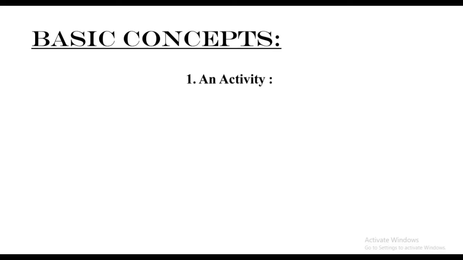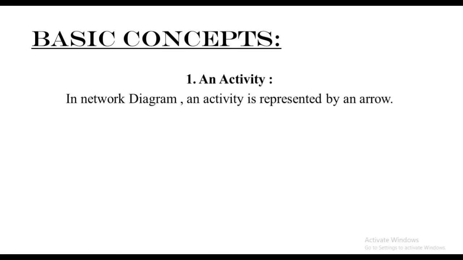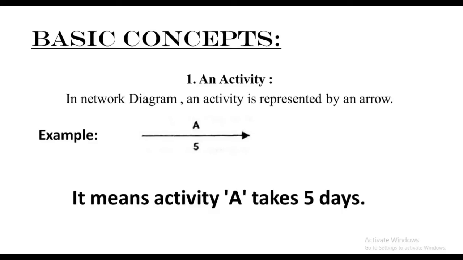Number one, an activity. In a network diagram, an activity is represented by an arrow. Example: we can see here one arrow with an alphabet and a number written on it. It means that activity A takes 5 days to be completed. So always remember, while drawing a network diagram, the activities will always be represented by an arrow.